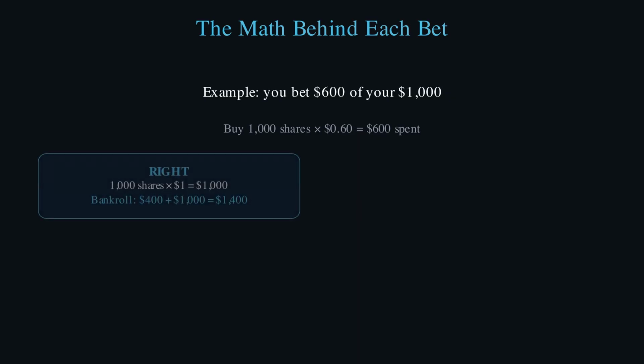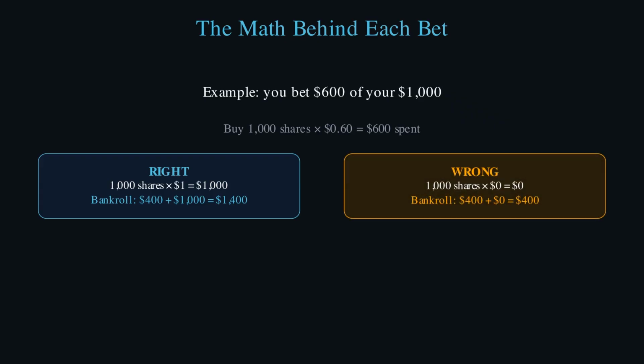If you are right, each share pays $1. Your 1,000 shares return $1,000. Bankroll goes to 1,400. If you are wrong, the shares are worth 0. You are left with 400.